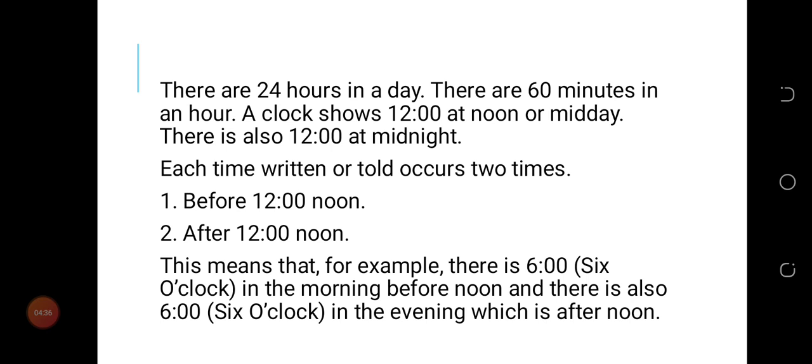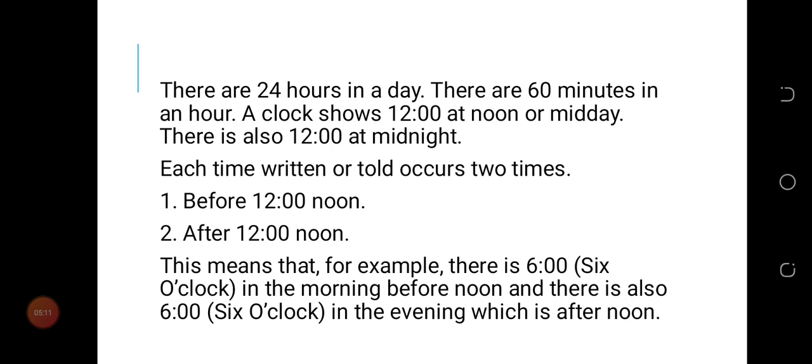When it's 2 in the afternoon, it will also be 2 at midnight. When it's 10 in the morning, there will also be another 10 in the evening. This means that each time written or told occurs 2 times. We have before 12 noon and after 12 noon. Before 12 noon will be dawn, 12 a.m. But we'll have another 12 p.m. that will be in the afternoon.